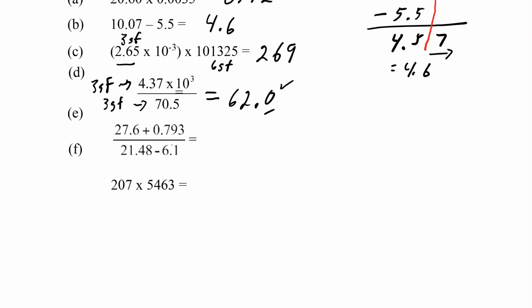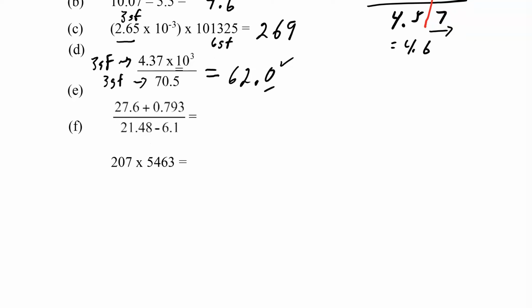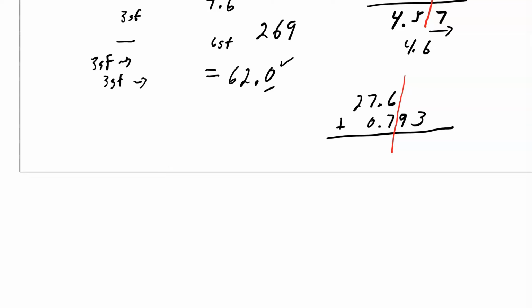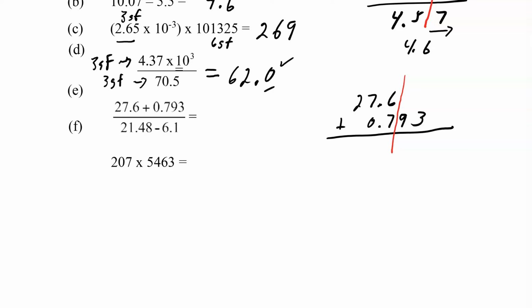So this has to be done stepwise. We're first going to add our numerator, so let's do that on the side. We have 27.6, and we're adding to that 0.793. Now again, our rules for adding or subtracting, our least precise number in this case is going to be the 27.6, so everything to the right of that is going to be dropped out.